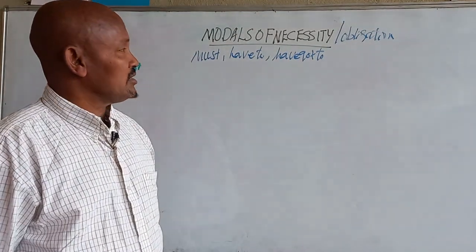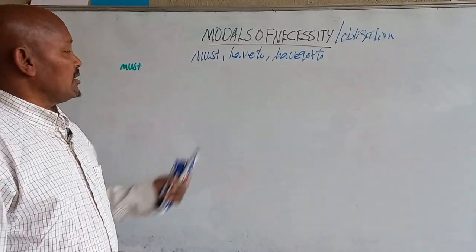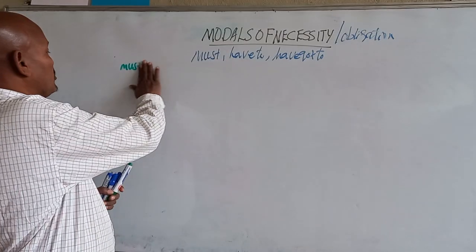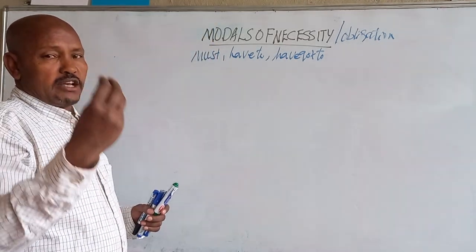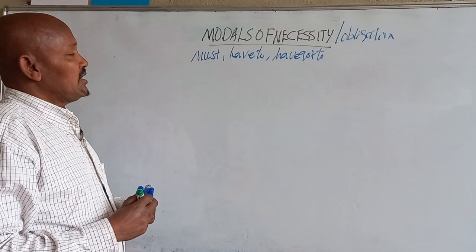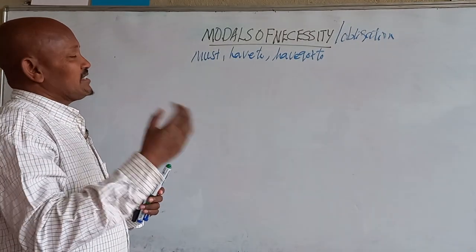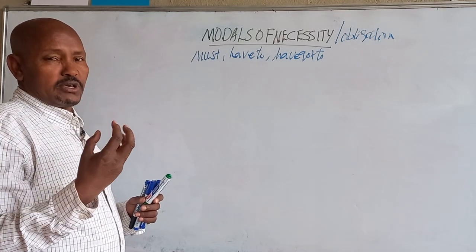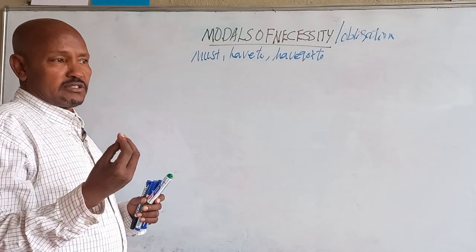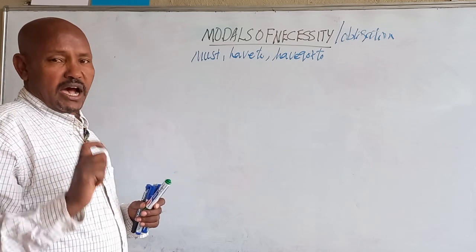This is modals of necessity and obligation. These modal verbs are important to show necessity and sometimes obligation. These kinds of modal verbs are must, have to, and have got to. As we discussed so far, must is sometimes used to give advice and suggestions, with a similar meaning to ought to, should, and had better.